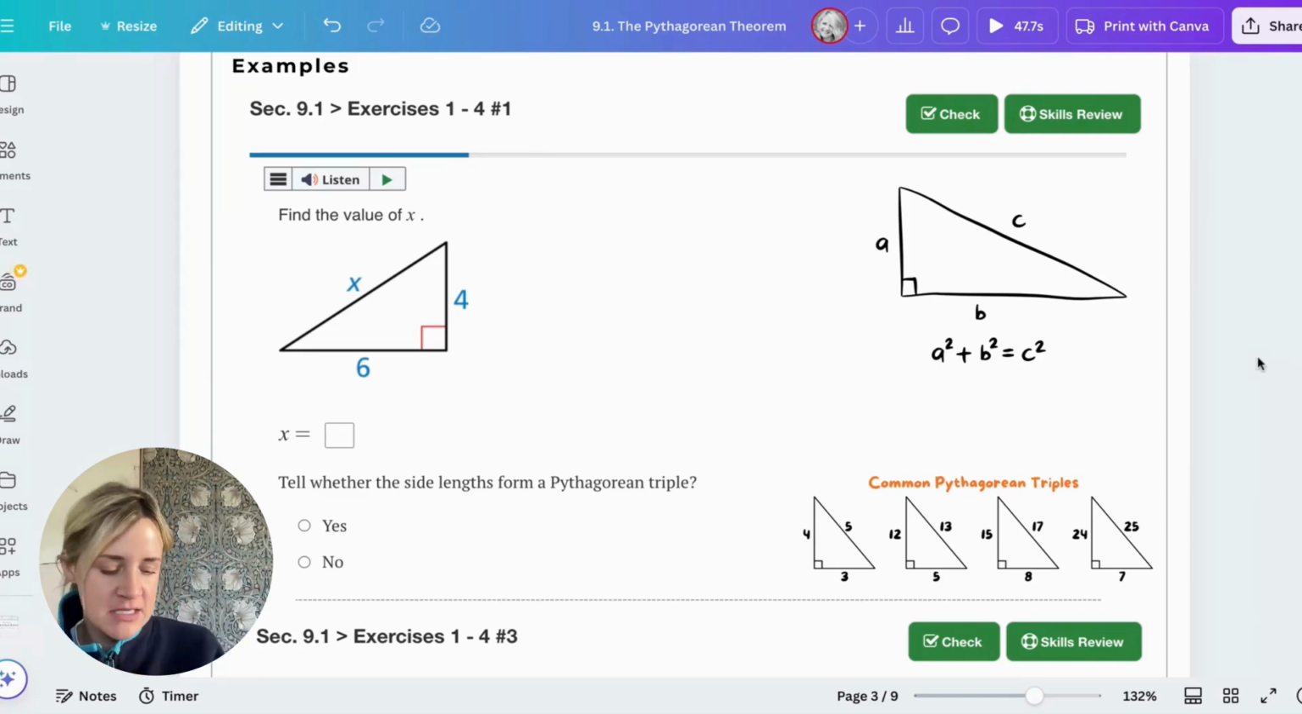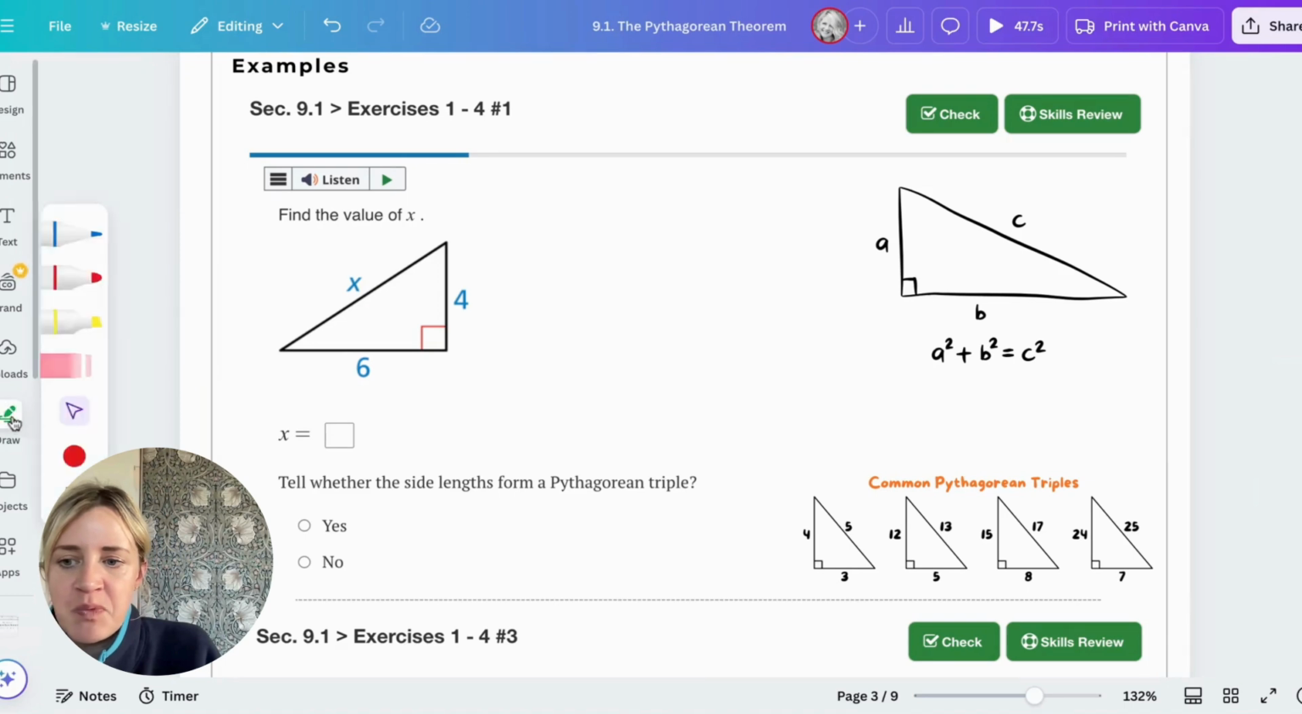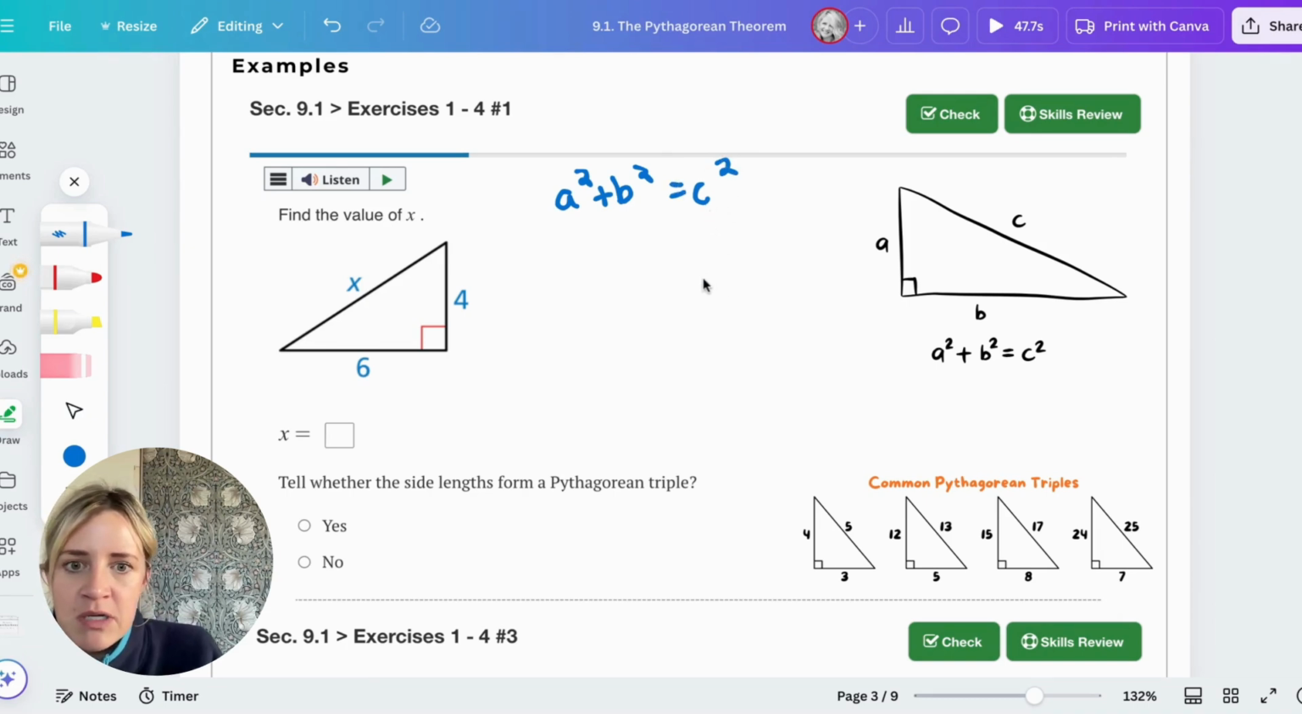Find the value of x. First thing we want to do when we do these problems is to write down the Pythagorean theorem. So that again was just a squared plus b squared equals c squared. Key thing is that the c must be the hypotenuse. So I always want you to first highlight or label the hypotenuse in any of these problems.